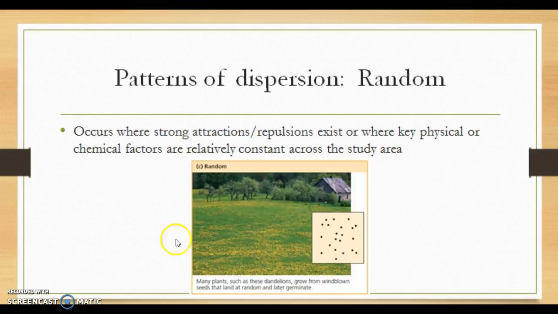And then the third is random, where there's just a random scatter of organisms, and this can occur when there's strong attractions or repulsions between certain factors. So it is, as you can see, quite random. We can see the randomness of these dandelions in this particular field, which is a result of just random wind where it blew the pollen.